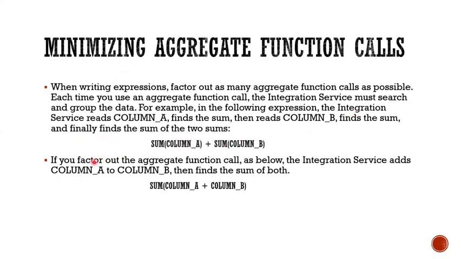If you factor out the aggregate function call as below, combining column A and B, then find the sum, like this, it will be easier. So this is how you minimize the aggregate function calls.